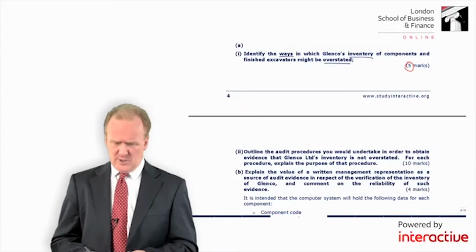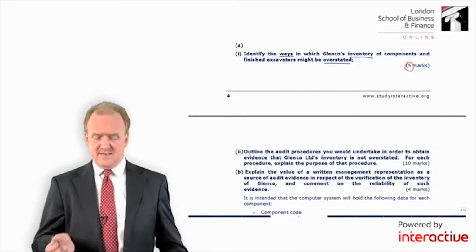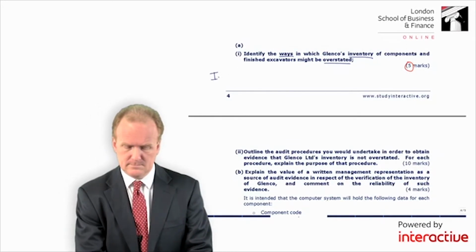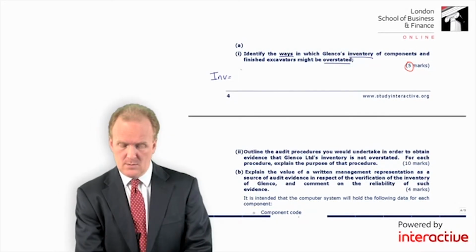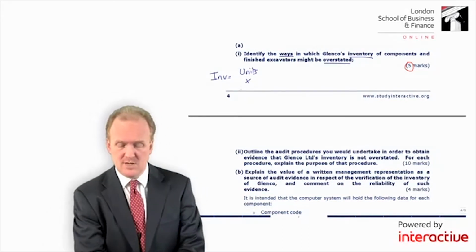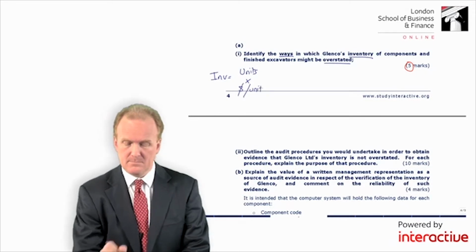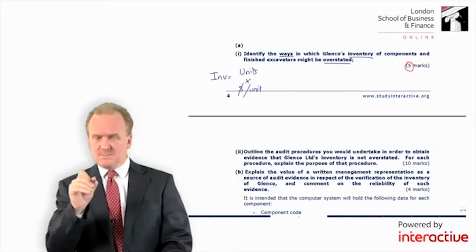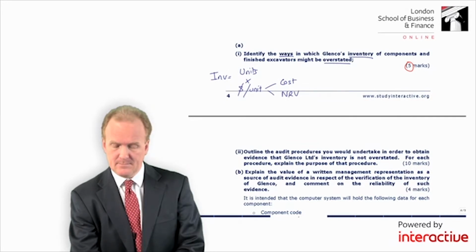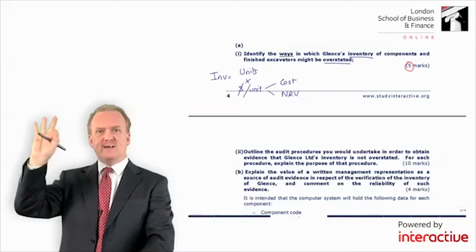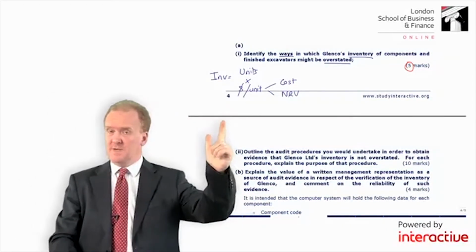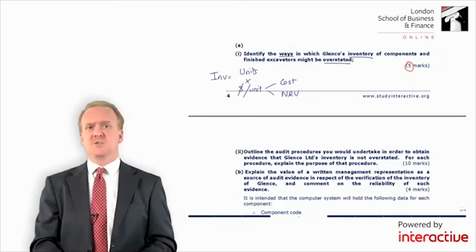Now, there's a couple of different ways you could look at this. You could say that inventory is equal to the number of units that they've got multiplied by an amount per unit. And you could then say that the amount per unit with inventory should be the lower of cost or net realizable value. Because immediately that gives us three different things to aim at. Ask, why might the number of units be too high? Why might the cost be too high? Why might the net realizable value be too high?